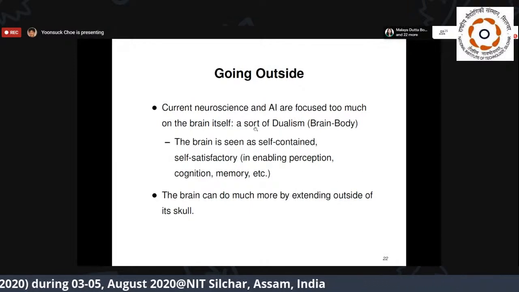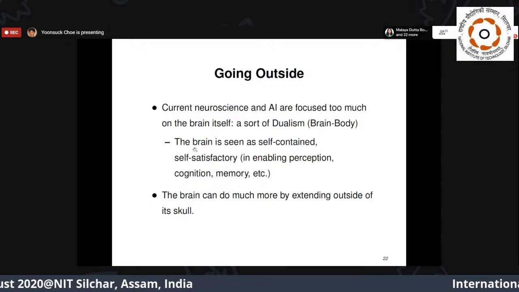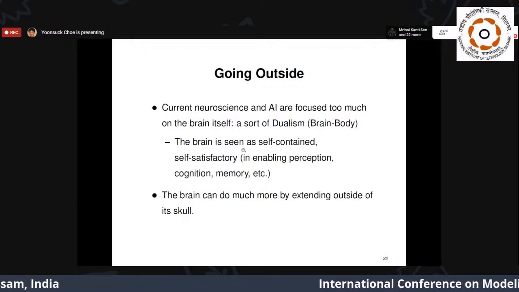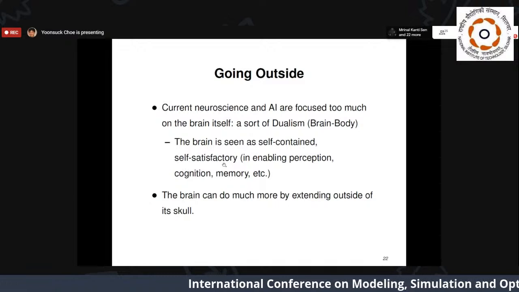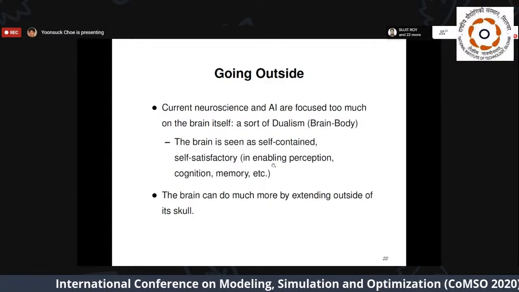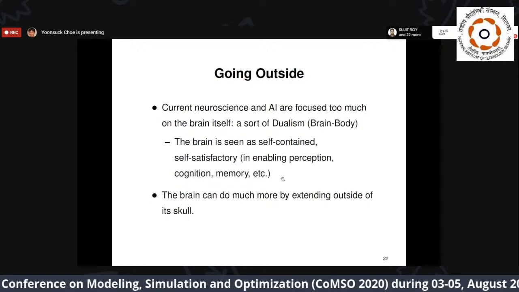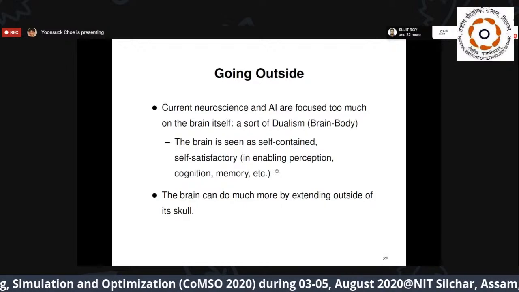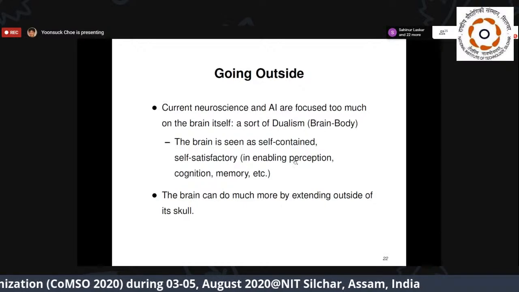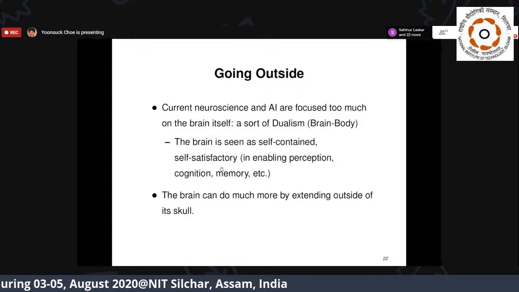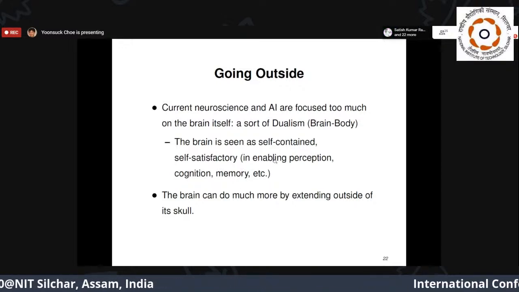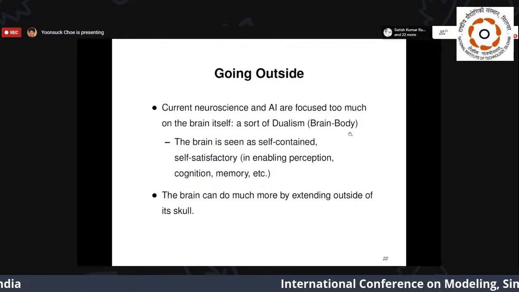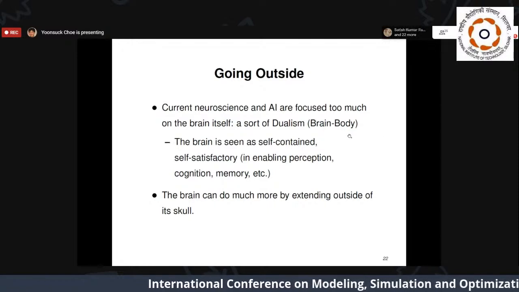So in the current neuroscience, the brain is mostly seen as a self-contained, self-satisfactory device in enabling perception, cognition, and memory. So in some sense, this may be true. For example, when you're dreaming, then all these interesting things happen, perception, cognition, and memory, while you're not doing anything, you're not interacting with the environment.